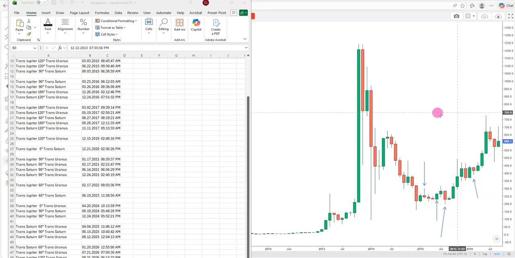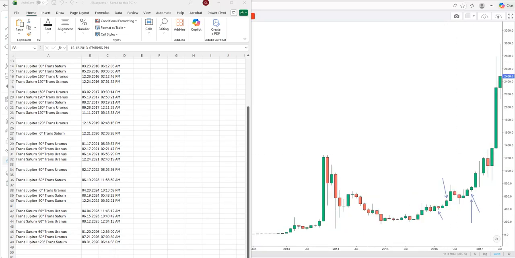Looking at the year 2015, we have a Jupiter-Uranus trine in March. That's at the high. Then we have a June Jupiter-Uranus trine. June is right here. That's actually a low. We had this red inside bar in May, and we actually had a lower low here on the June bar. And then the last aspect was in August, a Jupiter square Saturn, which is this low point here. So we had a high and two lows in 2015.